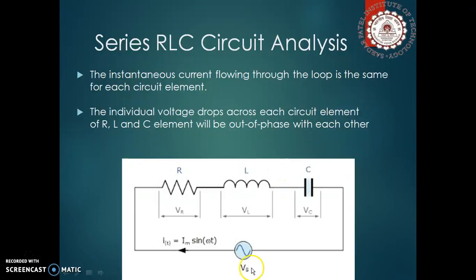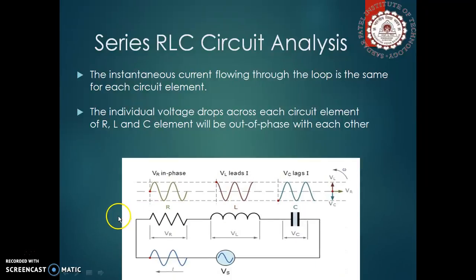Now in a series RLC circuit, the instantaneous current flowing through the loop is the same for each circuit element R, L and C, and the individual voltage drops across each circuit element of RLC will be out of phase with each other. For the resistor, it would be in phase with the current. For the inductor, the voltage VL would lead the current by 90 degree, and for the capacitor, the voltage VC would lag the current by 90 degree, as we can see here.